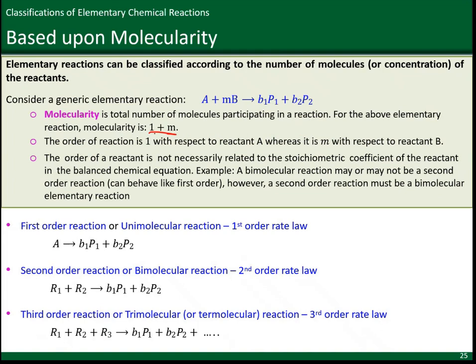So molecularity is very simple. You count the number of molecules and you have it. Okay, but the order, right? In this particular case, the order of the reactant is defined specifically. So order of reactant is 1 with respect to A, and it is M with respect to B. It can be 1, it can be 2, whatever, right? Now, as we discussed, the order of this reactant is not always or not necessarily related to its stoichiometric coefficient of the balanced chemical reaction that you may have.